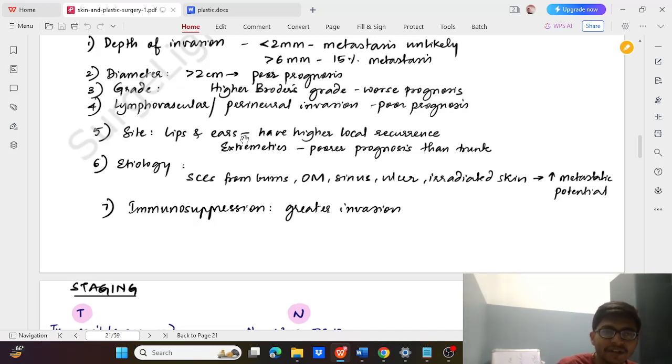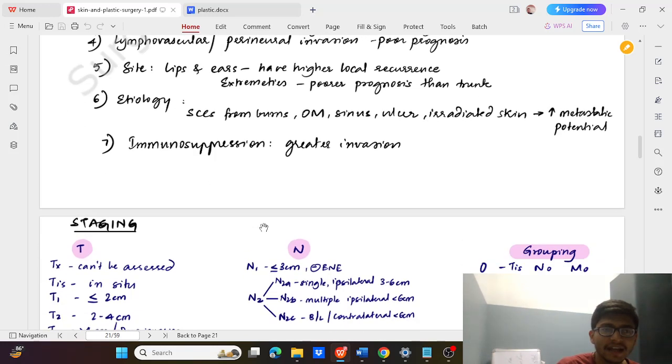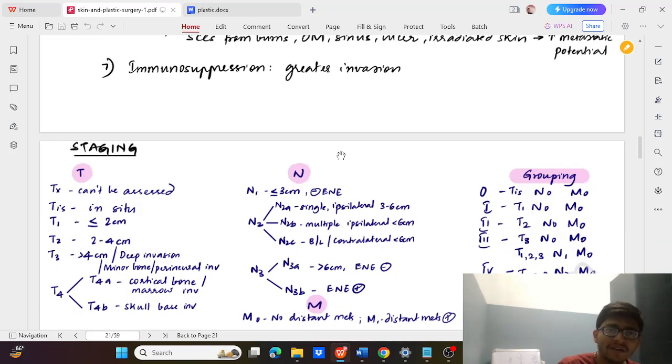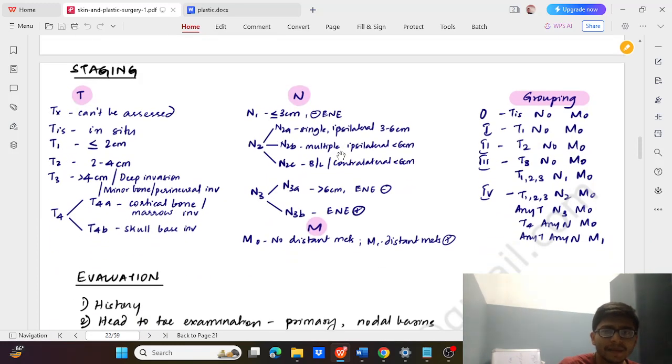Sites such as lips, ears have higher local recurrence rates, that is the H area, the central area. Extremities have poor prognosis than trunk. Etiology from burns, osteomyelitis, sinus, ulcer, irradiated skin have higher metastatic potential, and immunosuppression, especially after solid organ transplant, have greater chances of invasion.